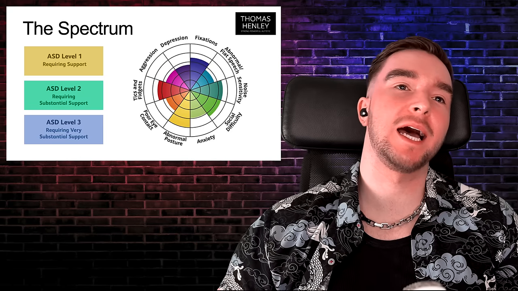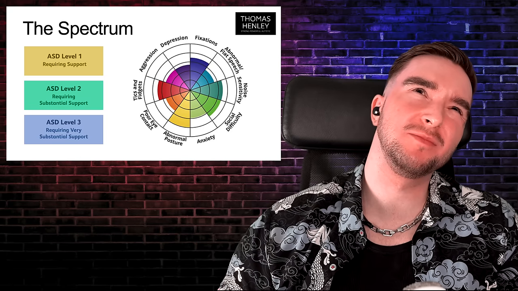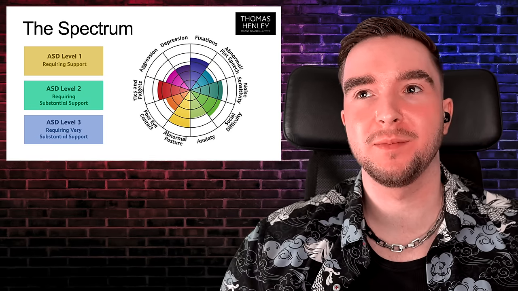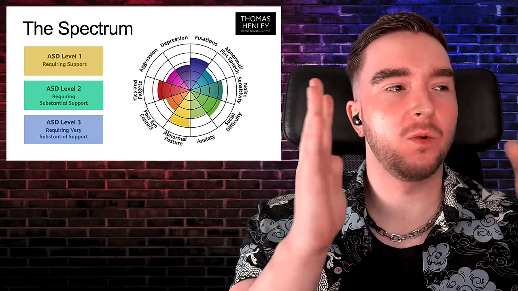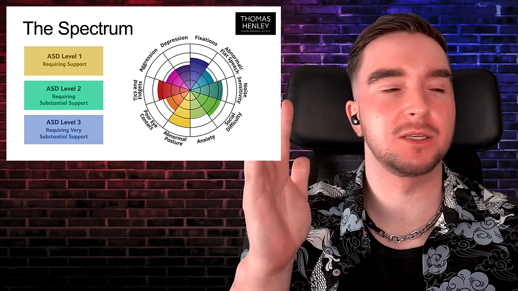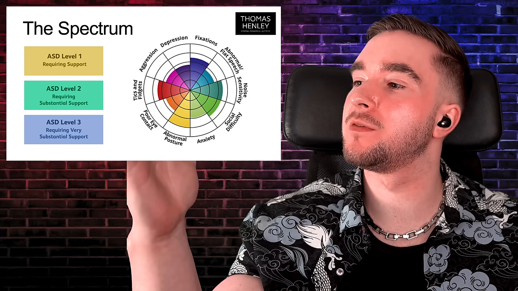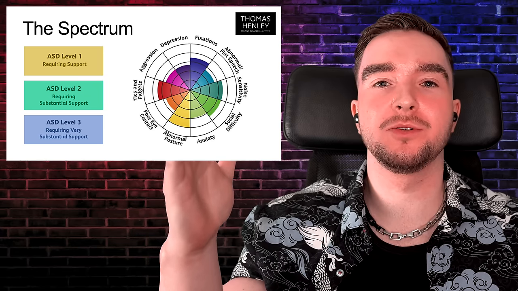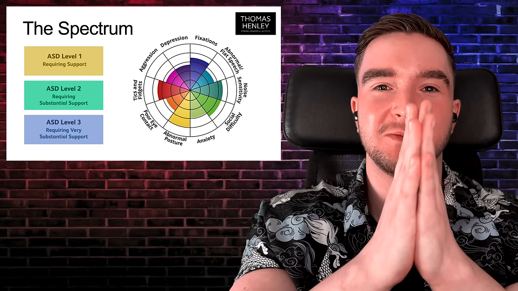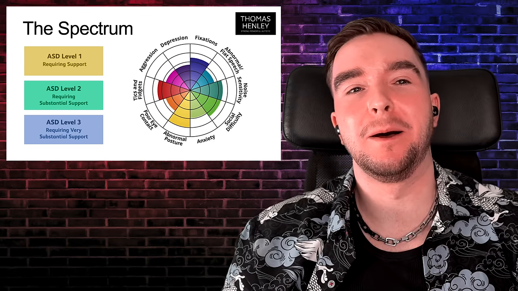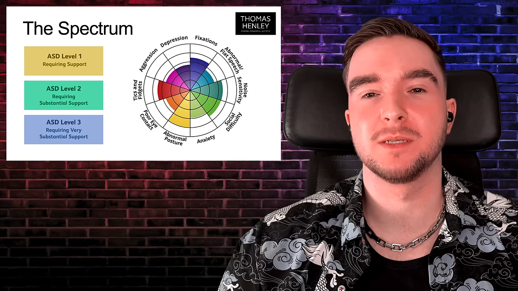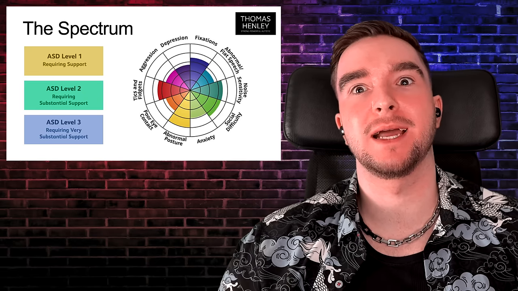So let's get into actually what is the spectrum. Most people in their minds are like, okay, I'm thinking of a spectrum. At one end, someone's not very autistic, not autistic at all. And on the other end, they're a lot more autistic. In the middle, you've got someone who's sort of middling autistic. That's the way that a lot of people view the autism spectrum, and it's an incorrect way of viewing it.